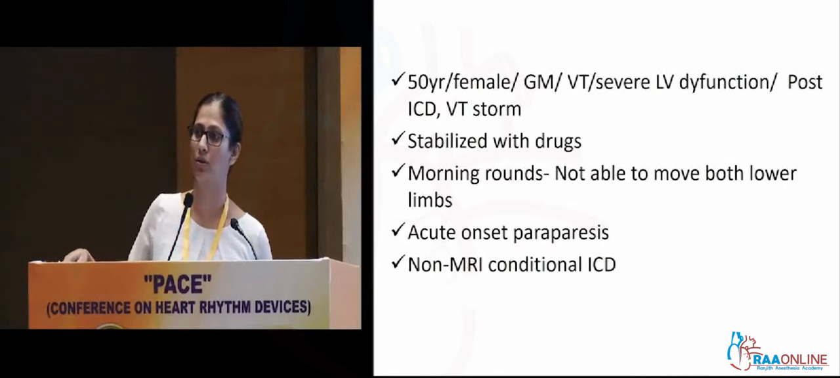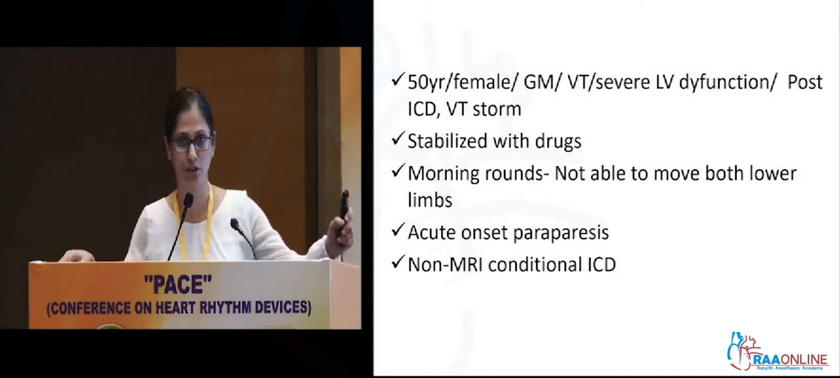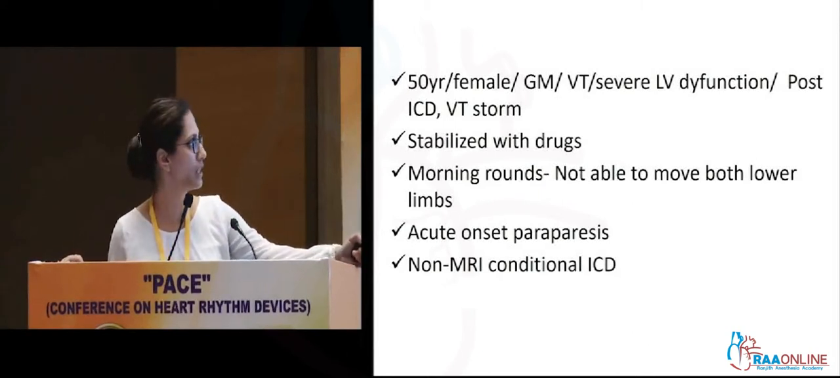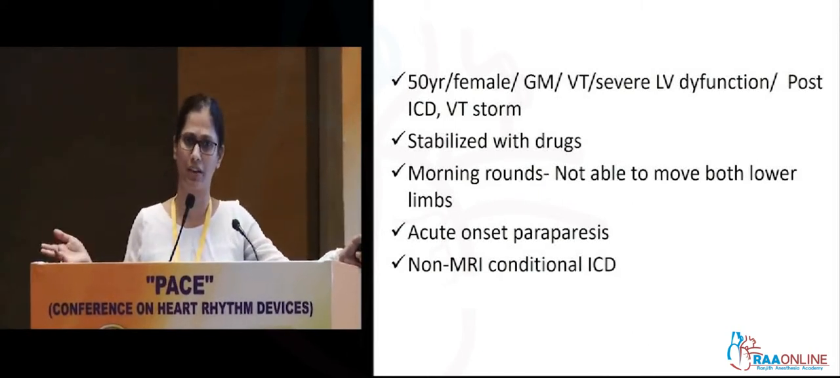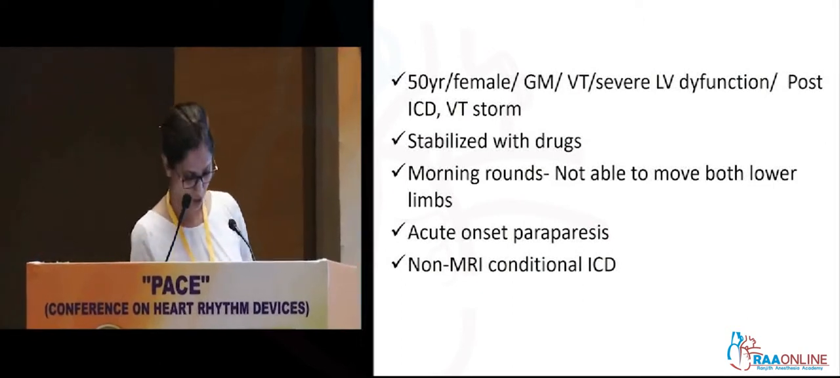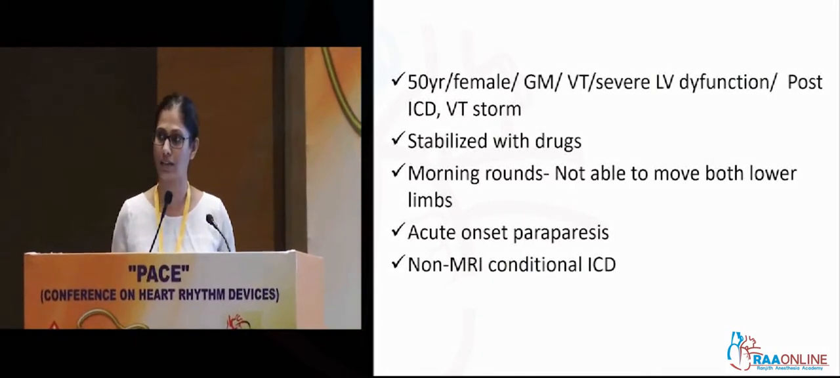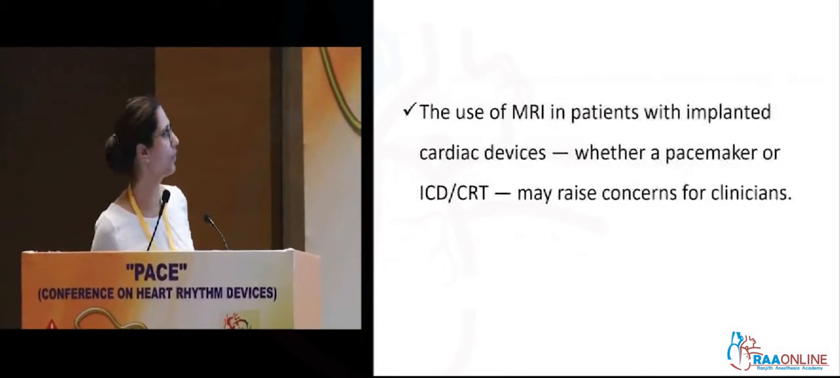and she developed acute onset paraparesis. Now the neurophysician saw the patient and they said that this lady needs a MRI now because we were expecting that the severe LV dysfunction, whether it's an embolic episode or something. Now what to do about this case? This lady is having a non-MRI conditional single chamber ICD.